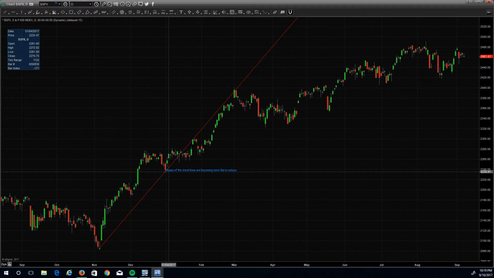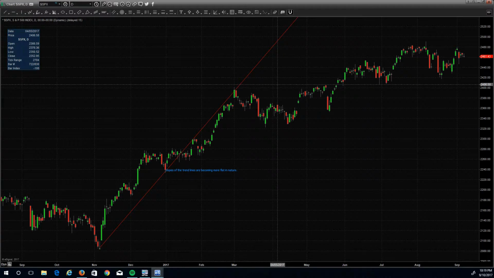So what I wrote over here in the text, slopes of the trend lines are becoming more flat in nature. So this is also another thing that I use trend lines for. I not only use them as support, as you see here, and resistance as here, but also I'd like to look at the slope. Markets honestly cannot support this slope with respect to degrees. It's just too high. This is not sustainable behavior.